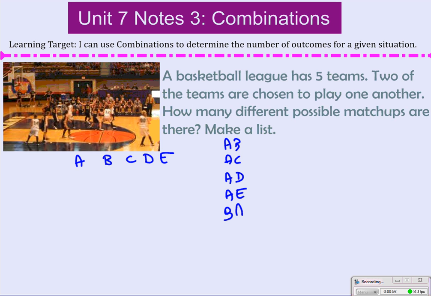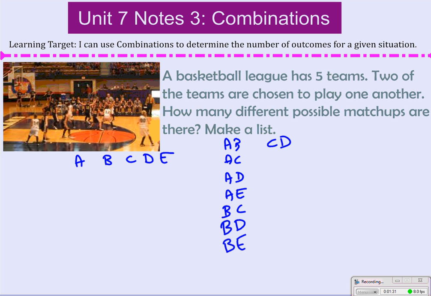B, I can't put BA because in this case, A playing B is the same thing as B playing A. So that would be counting it twice. I'm not going to do that. Not in this case. Okay, but I will have B playing C, B playing D, and B playing E. And once again, I'm not going to put C playing B because these two would be the same. Okay, B playing C, C playing B, that would be the exact same. And don't give me any lip about, well, what if one's at home and the other one's at home? No, the same 2 teams are still playing.